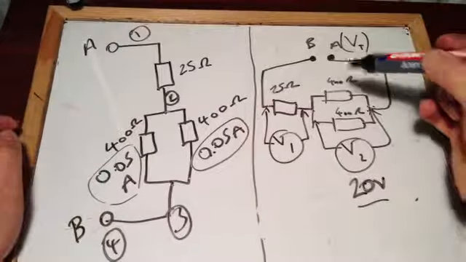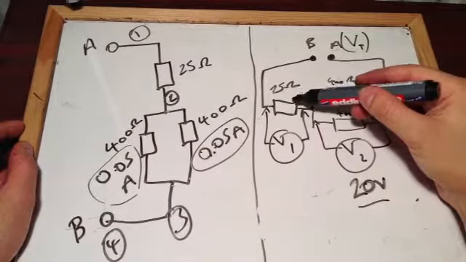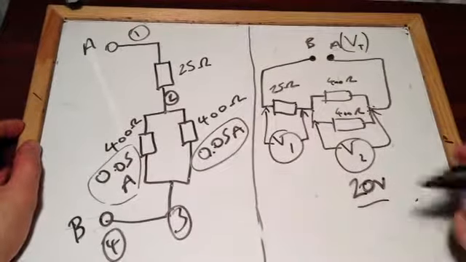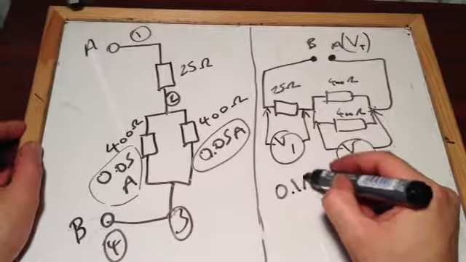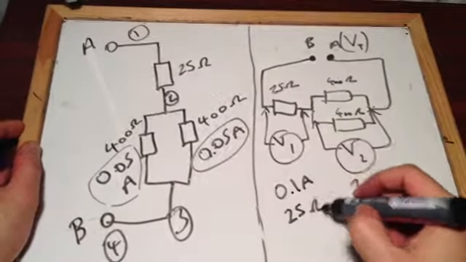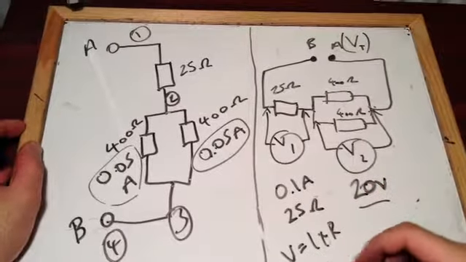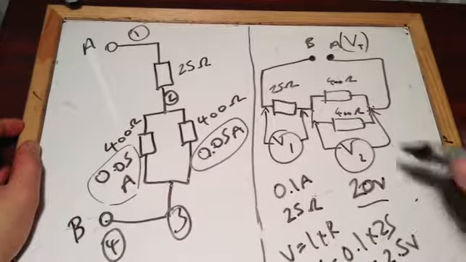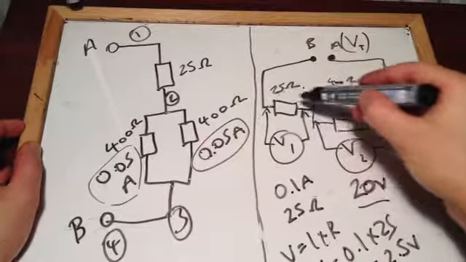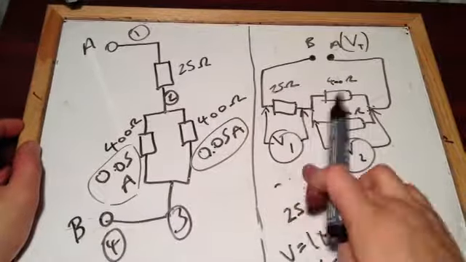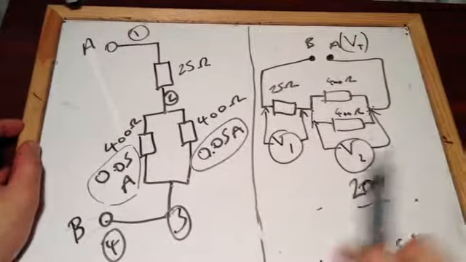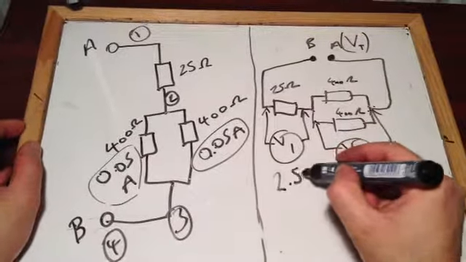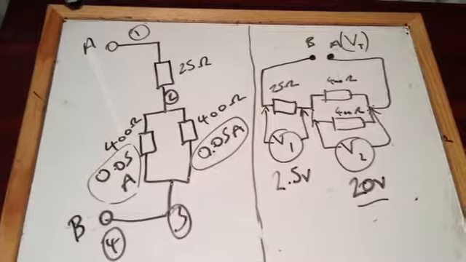How do we figure out what that is? Well, we know already what the current is going to the 25 ohm resistor. We just worked that out in the second part of part B, and we worked it out as being 0.1 amps. We know the resistance is 25, so V equals I times R. I can work out the voltage as being 0.1 times 25 equals 2.5 volts. So using the current from before and the resistance we've already been told, I know there's 2.5 volts across this 25 ohm resistor.